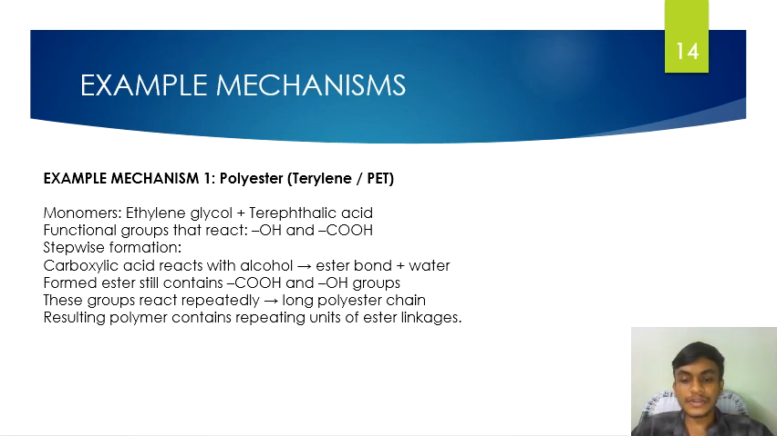This slide shows the mechanism for polyester formation, also called PET or polyethylene terephthalate. The monomers involved are ethylene glycol and terephthalic acid. The OH group of ethylene glycol reacts with the COOH group of terephthalic acid to form ester linkages and eliminate water. This reaction continues repeatedly, forming the polymer chain.